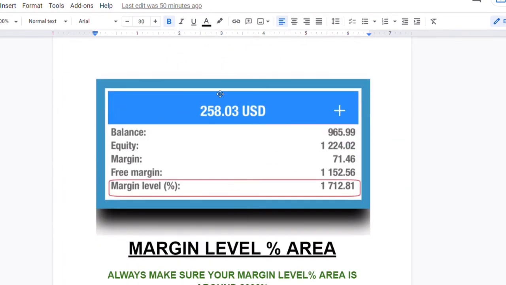Now, the next portion is very important. Okay, it doesn't take away from the importance of any other part, but this is very, very important. It has a very, very heavy weight and value. Okay, understanding what the margin level percentage area represents.